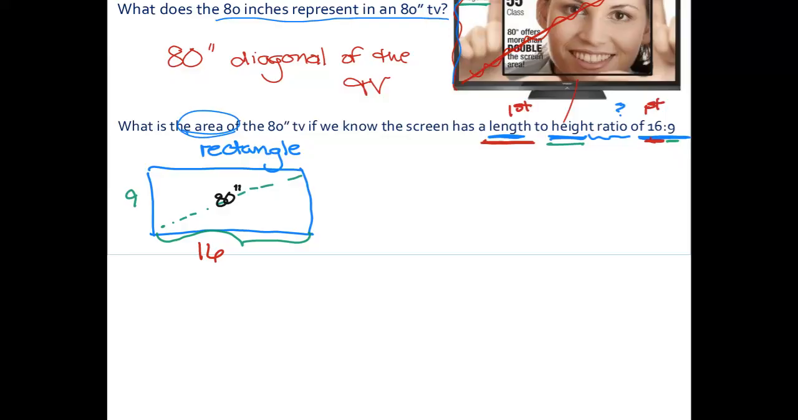Divide. Say more. What do you mean? 80 divided by 9, 80 divided by 16. No, because the 80 is this amount right here, and my 16 and 9 are the ratio of the length to the height. The 16 and 9 has nothing to do with that diagonal.